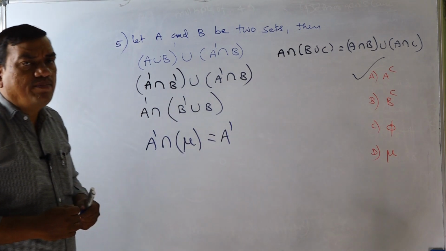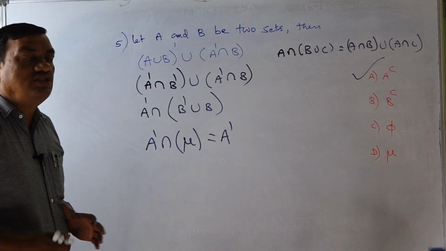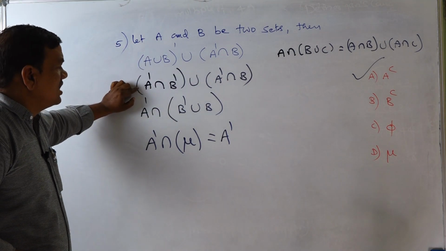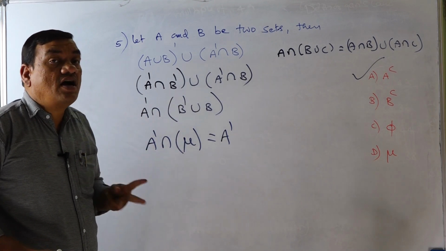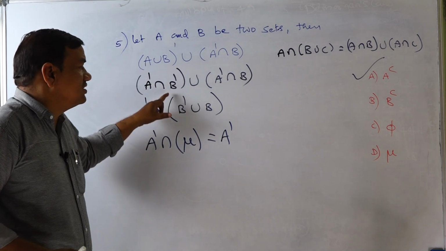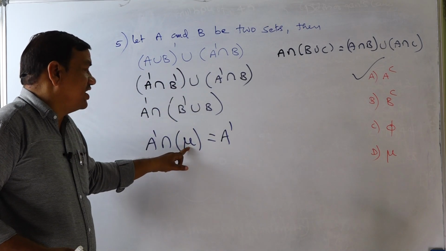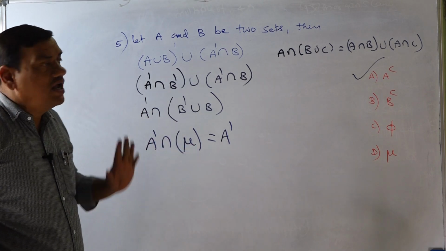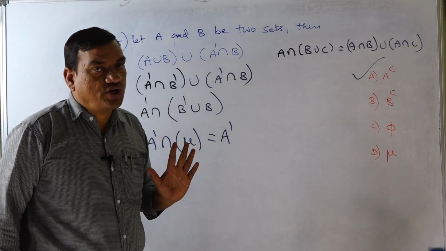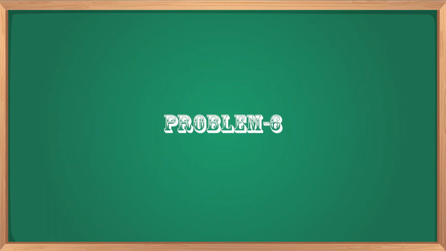So this type of problems can be done very easily using De Morgan's laws, distributive laws and identity laws. Three laws I applied here: De Morgan's laws, distributive law and identity law. Okay now, idempotent law I applied. I hope that you understand the solution. So let us go for the next problem.